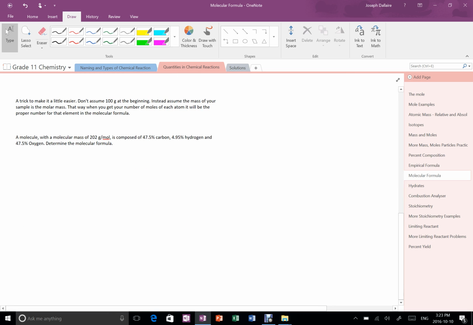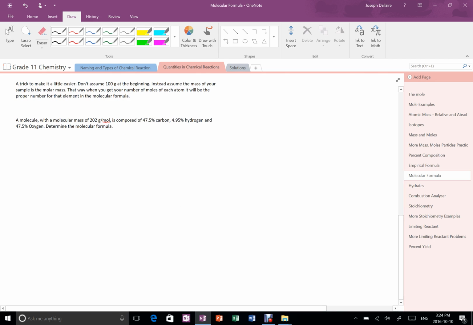Okay, so this is just me putting that into words. So a trick to make it a little easier, don't assume 100 grams. Instead, assume the mass of the sample is the molar mass. That way you get the number of moles of each atom that there will be in 1 mole of the molecule. So here we go again.